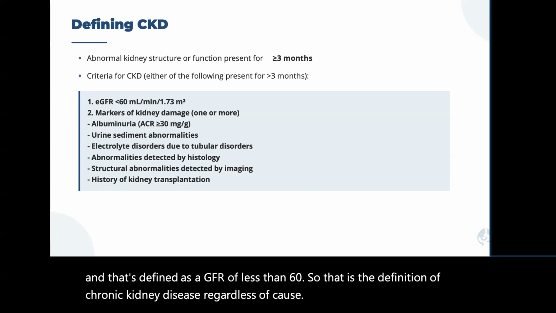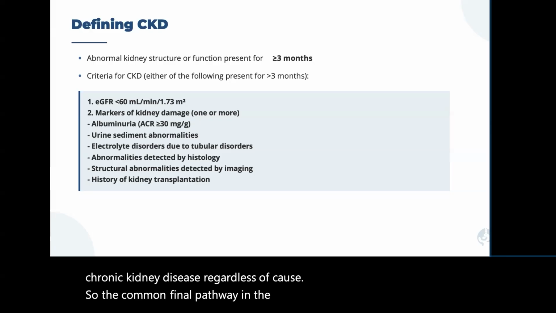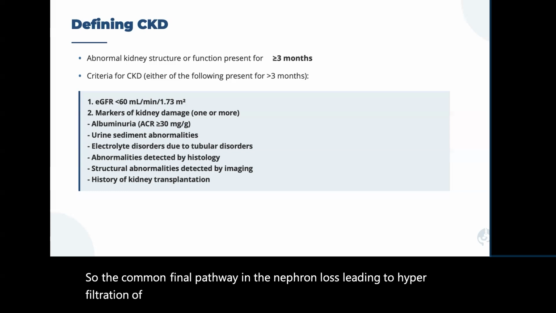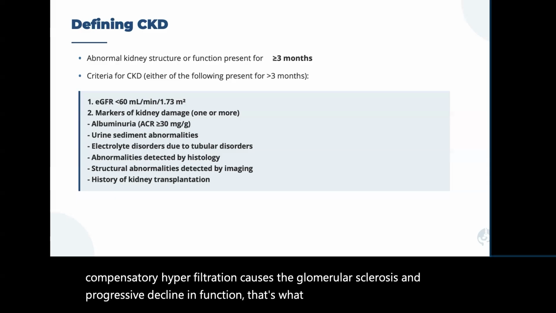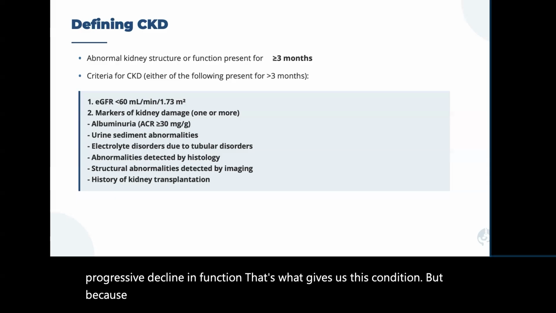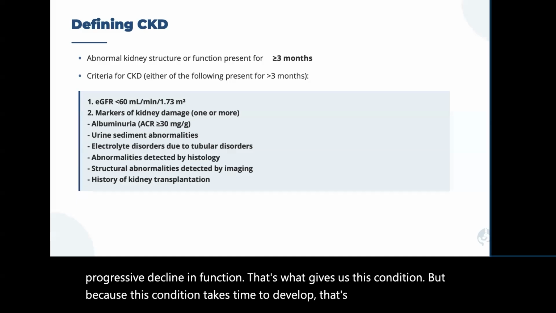So the common final pathway is nephron loss leading to hyperfiltration of remaining nephrons. This is the final stage. Over time, this compensatory hyperfiltration causes glomerular sclerosis and progressive decline in function. That's what gives us this condition. But because this condition takes time to develop, that's why this criteria is listed for 3 months or longer.